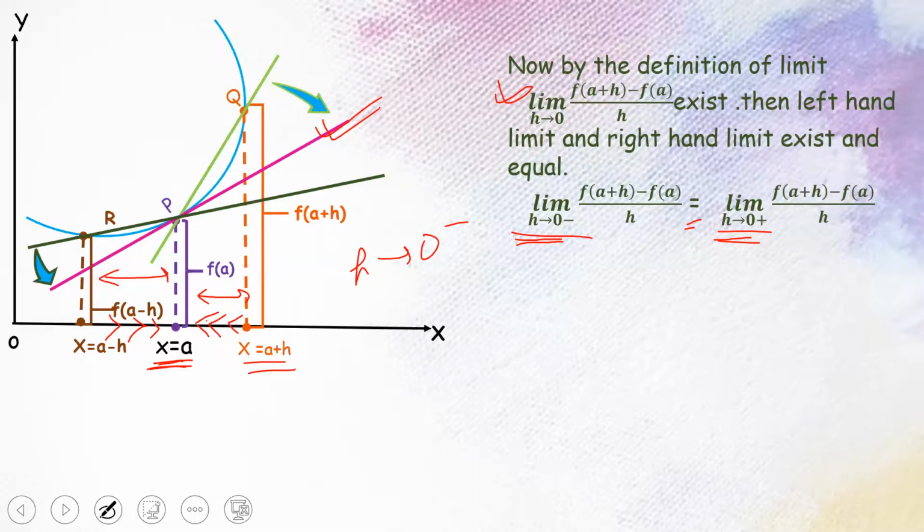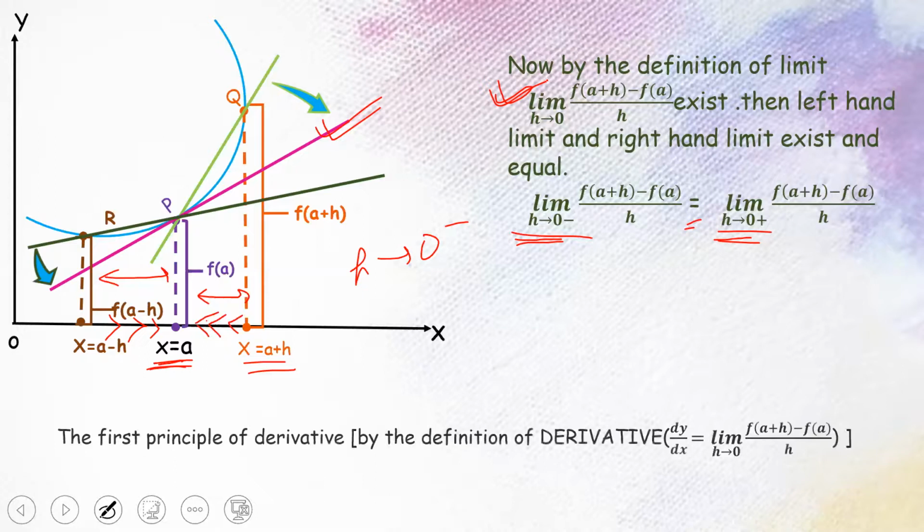Now, if with the help of this limiting definition we try to find the derivative of the function, that process we call the first principle of derivative. So we will discuss this first principle of derivative later, but at first clear the concept of differentiation or derivative and the geometrical meaning of derivative.